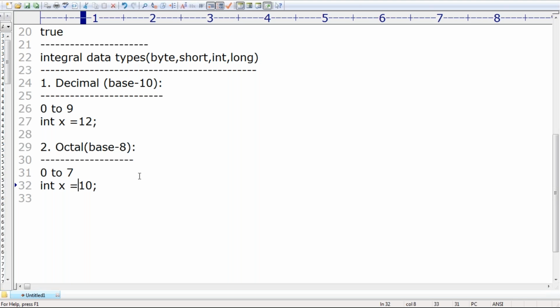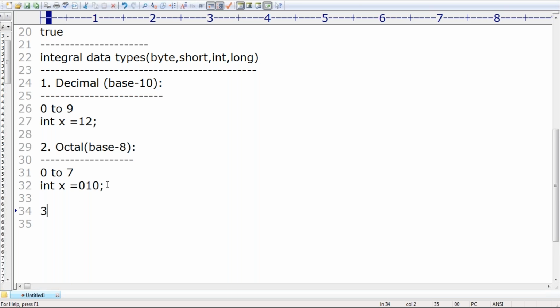If the number is prefixed with 0, it is not the letter O, it is the digit 0, then it is treated as octal. Remember that: normal 10 and 010 are both different. Make sure you are aware. So we can specify a literal value even in octal. Allowed digits are 0 to 7, but the literal value must compulsorily start with 0.